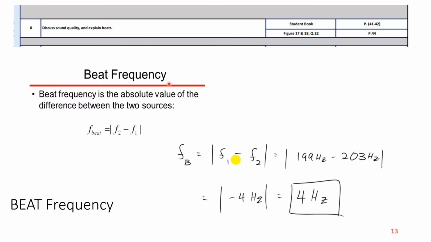Moving to point number 8, discussing the beat frequency. To calculate the beat, we need to calculate the difference between the two source frequencies. So by subtracting their values, but don't forget the absolute value. The beat frequency is always positive. So it doesn't matter if it's F1 minus F2 or F2 minus F1 because we have the absolute value. So again, to calculate the beat, we have to make a subtraction between the frequencies.